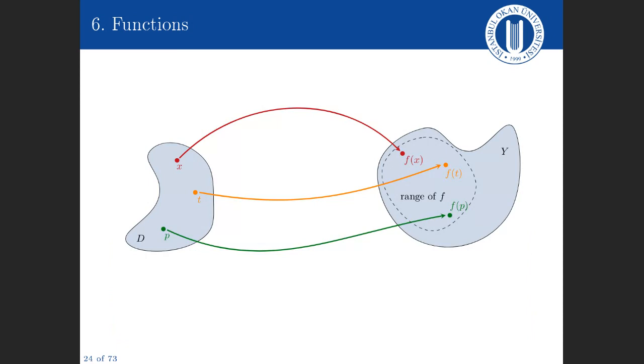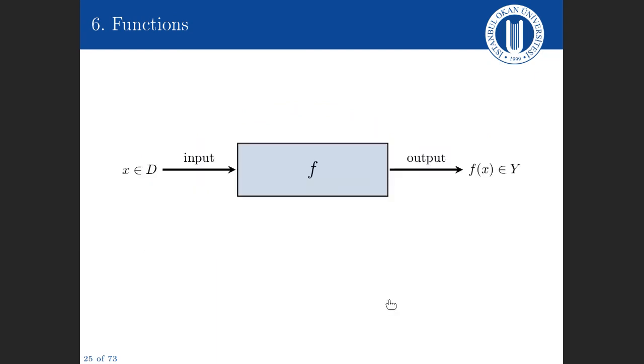We might think of a function like this. We start at a set D and we're going to finish in a set Y. A point x in D is going to map to some point f of x. A point t might map to f of t, and a point p can map to f of p. If we counted up all of the possible points we're mapping onto, this is called the range of f, which is a subset of the target Y.